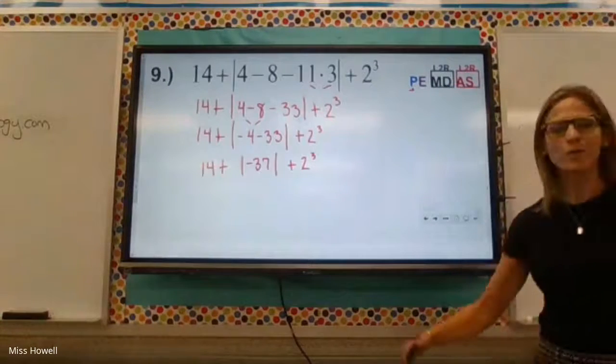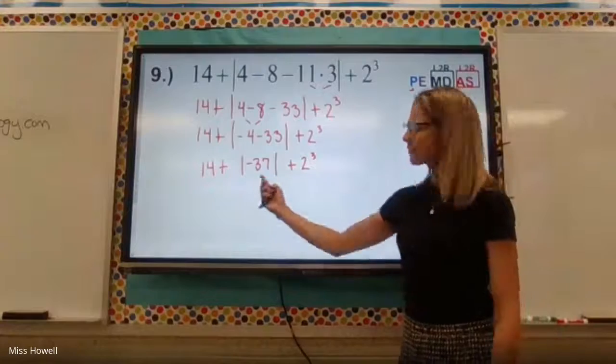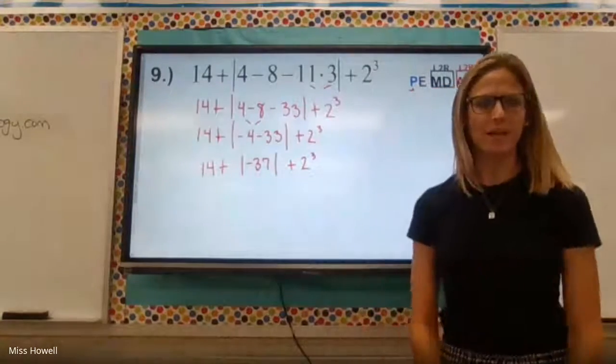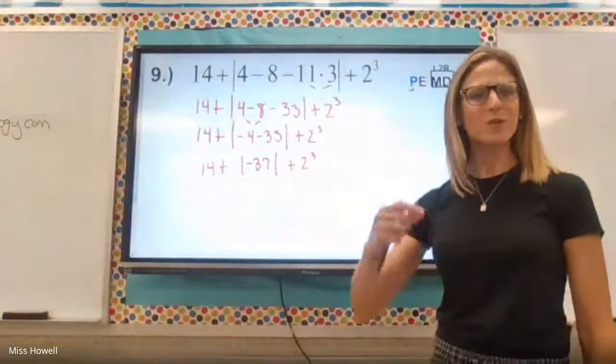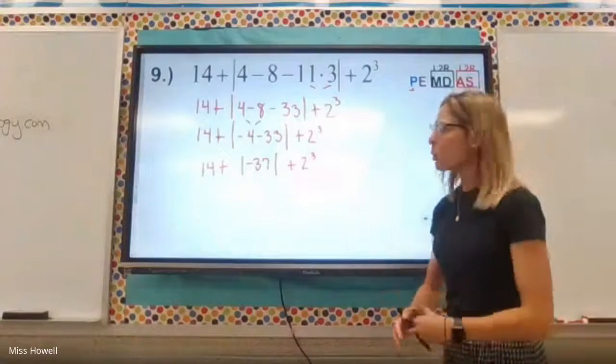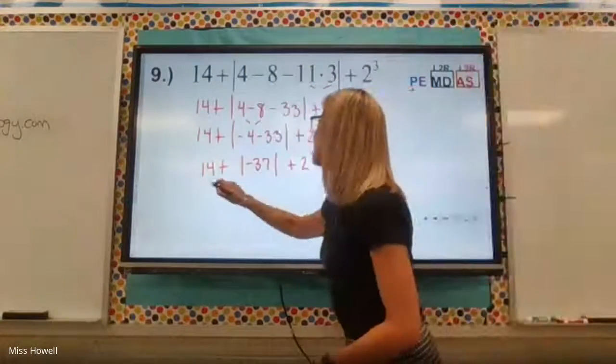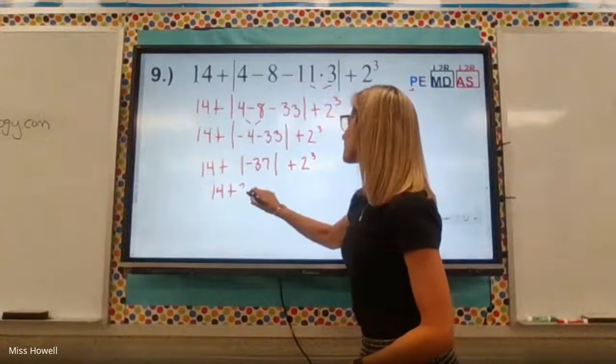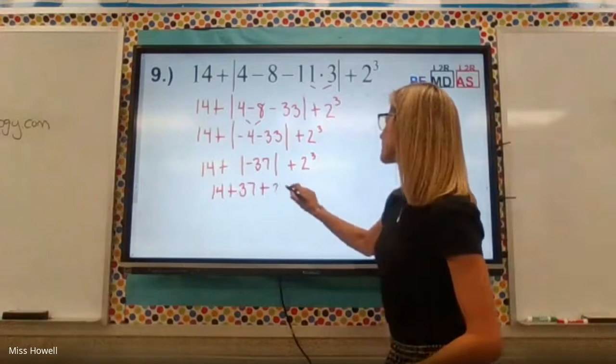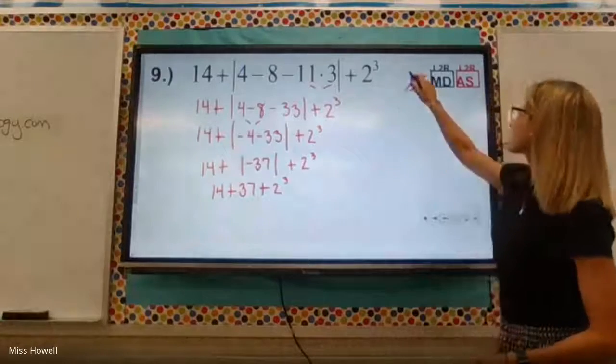All right, now we have to finish by saying how far if we counted from 0 would negative 37 be, which is 37 away from 0. Or shortcut, I pull this number out, I make it a positive when it's an absolute value. So 14 plus positive 37 plus a 2 to the third power. All right, we're done with our grouping symbols.